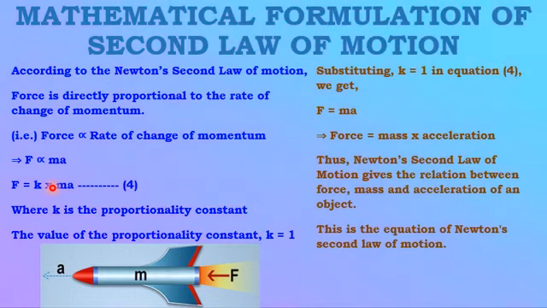To remove the proportionality symbol, we introduce a constant k, because the proportionality symbol says that these values change by a constant. So here this constant is k. F is equal to k into ma. The k value is 1. After a lot of research they found that the k value is 1. So when you substitute k equal to 1, we get F equal to ma.